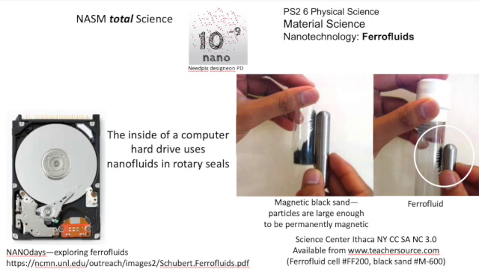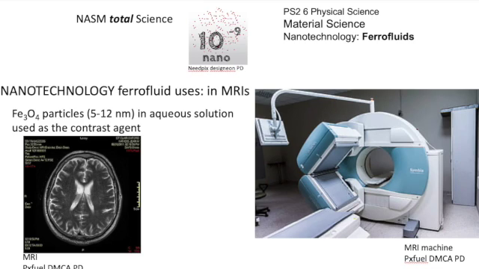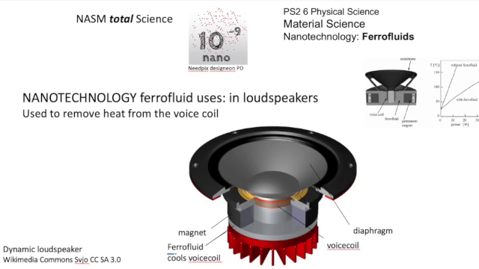So the inside of a computer hard drive uses nanofluids in rotary seals. In MRIs, Fe3O4, iron tetroxide particles in water, are used as a contrast agent. In loudspeakers, which apparently get very hot and can burn out, a ferrofluid is used for removing heat, cooling the voice coil.